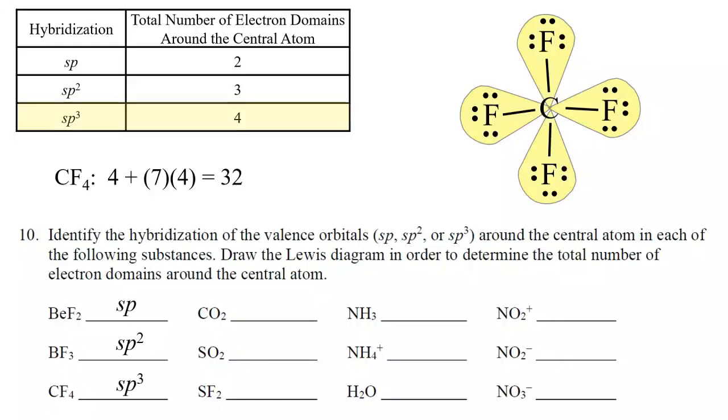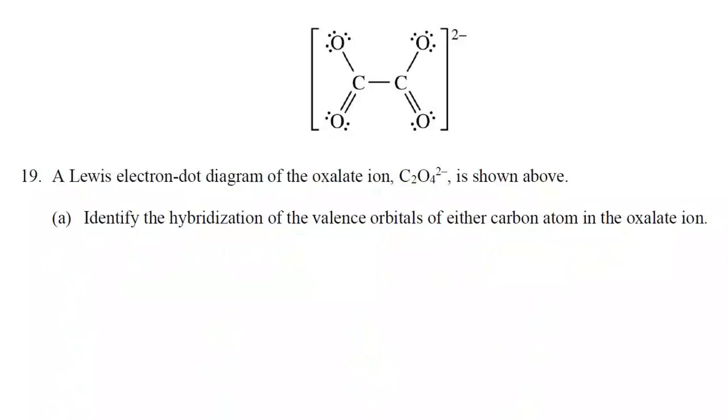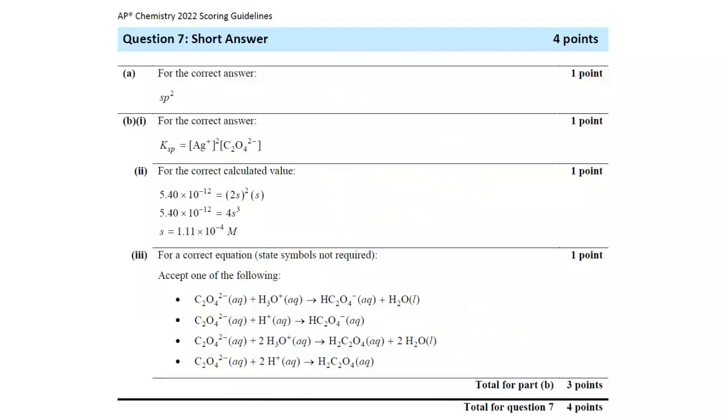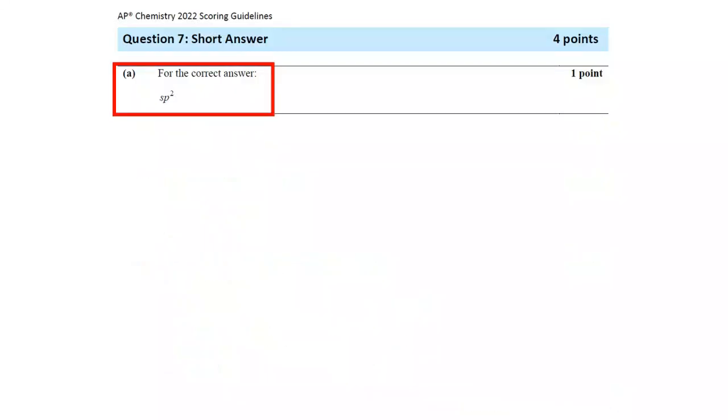Now let's go back to that oxalate ion Lewis structure. If we look at the oxalate ion, around either of these carbons, I can see exactly 3 electron domains. So therefore, the correct answer to number 19, part A, is going to be sp2. 3 electron domains around the central atom, sp2. And now I'm going to show you on this next slide the official scoring guidelines from the 2022 AP Chemistry exam, question 7. So for part A, the correct answer was sp2.